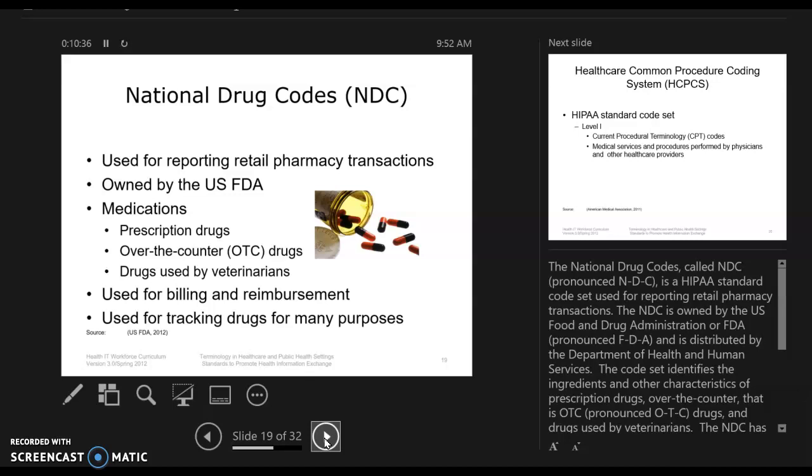National Drug Codes is a standard for reporting retail pharmacy transactions. This is owned by the U.S. FDA, and this is for prescription drugs, over-the-counter drugs, and drugs used by veterinarians.